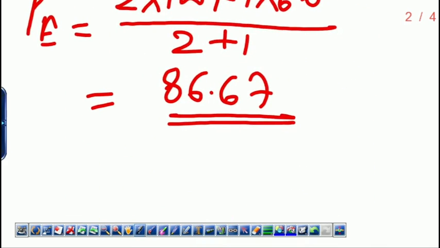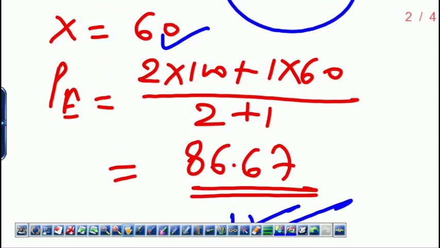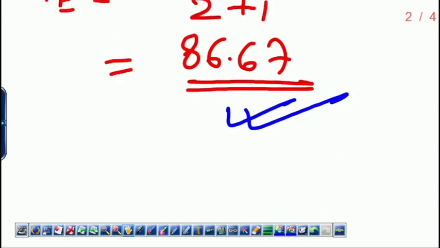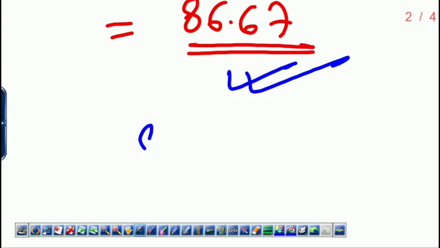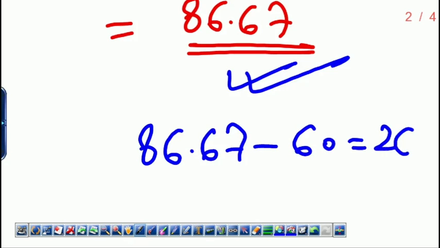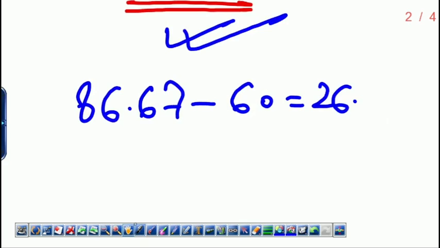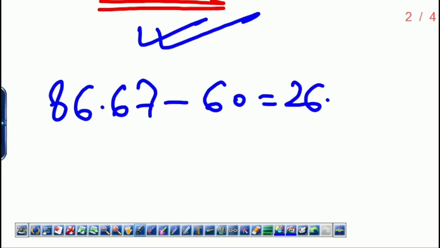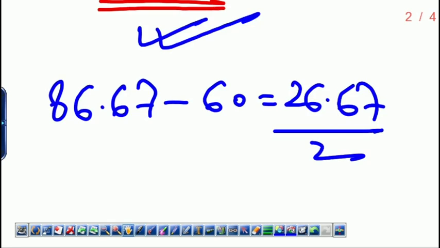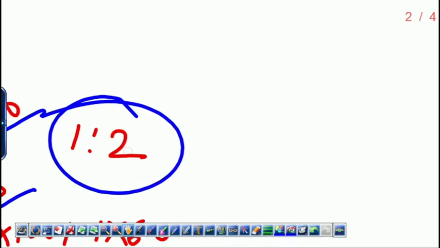Now, since this is the theoretical ex-rights price, if we are asked to find the value of the right, where you renounce the call option to somebody else, the value of the right should be 86.67, that is PE, minus 60, which is 26.67. Sometimes they accept the answer 26.67, but sometimes they divide it by 2, because in order to apply for the right, you have to have 2 shares, no?